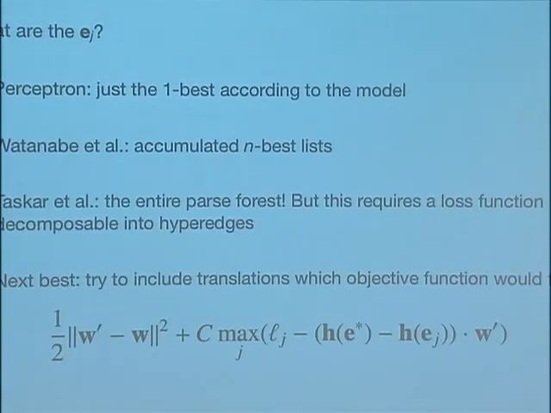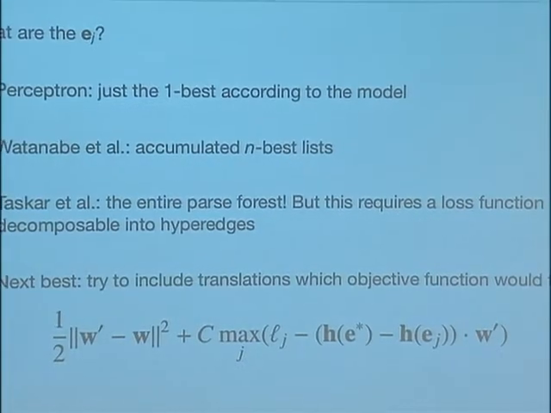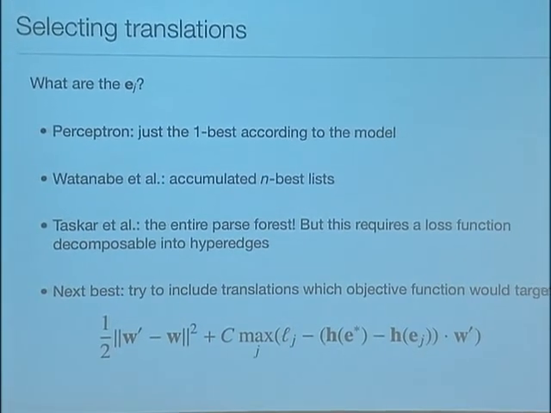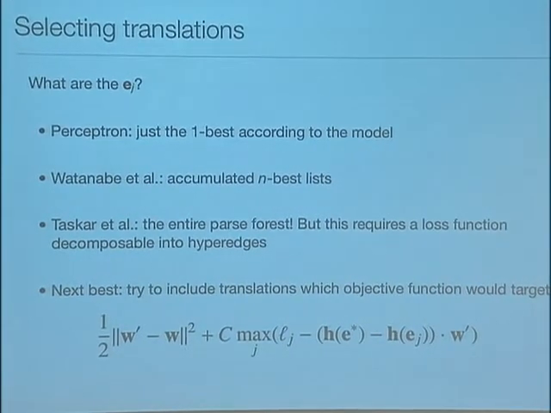All right, now how do we select the EJ? The EJs that are different from E star are the ones used as the negative examples. The E star is used as the positive example. The other EJ are used as the negative examples. In the perceptron algorithm, there's only one EJ. It's just the one that the model guesses. In MIRA, it can be whatever you want. There are lots of variations of MIRA, and so we're free to choose one of them.